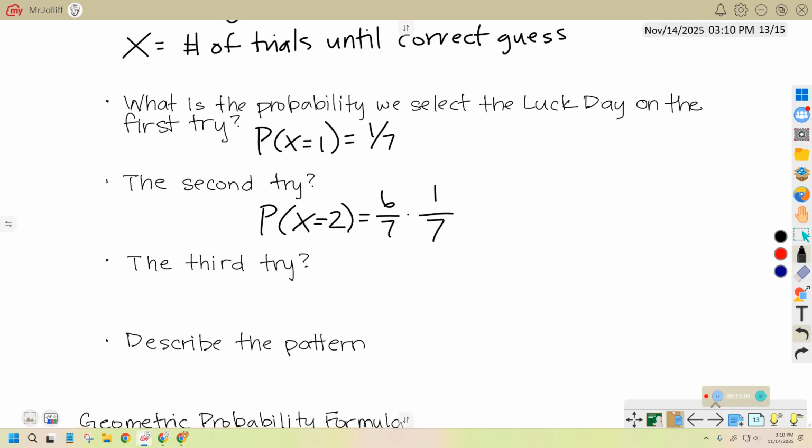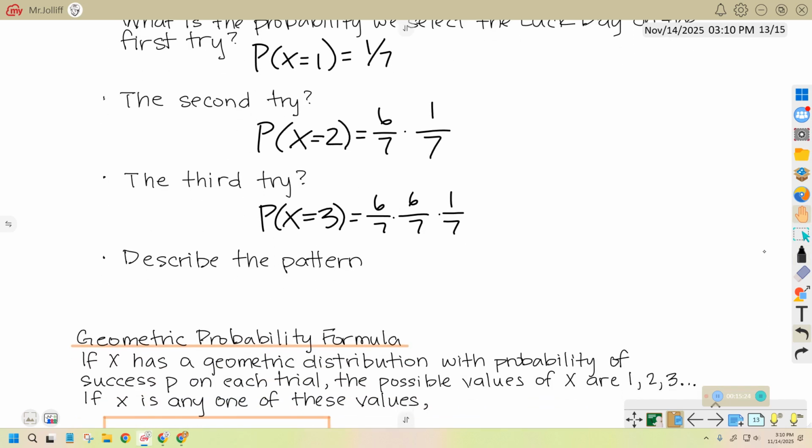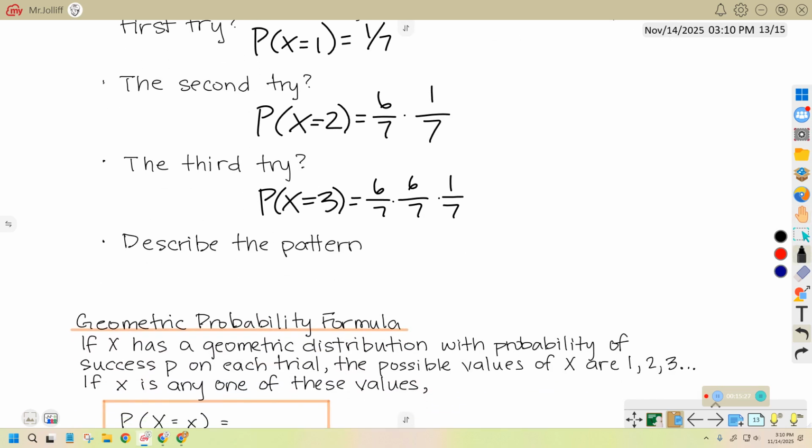We repeat, third trial. Probability I guessed correctly on the third trial. Yep. 6/7 times 6/7 times 1/7. Yeah. Good. There is a pattern here. I'm going to give you about 90 seconds in your small group to see if you can suss out the pattern, and then we will write it together.